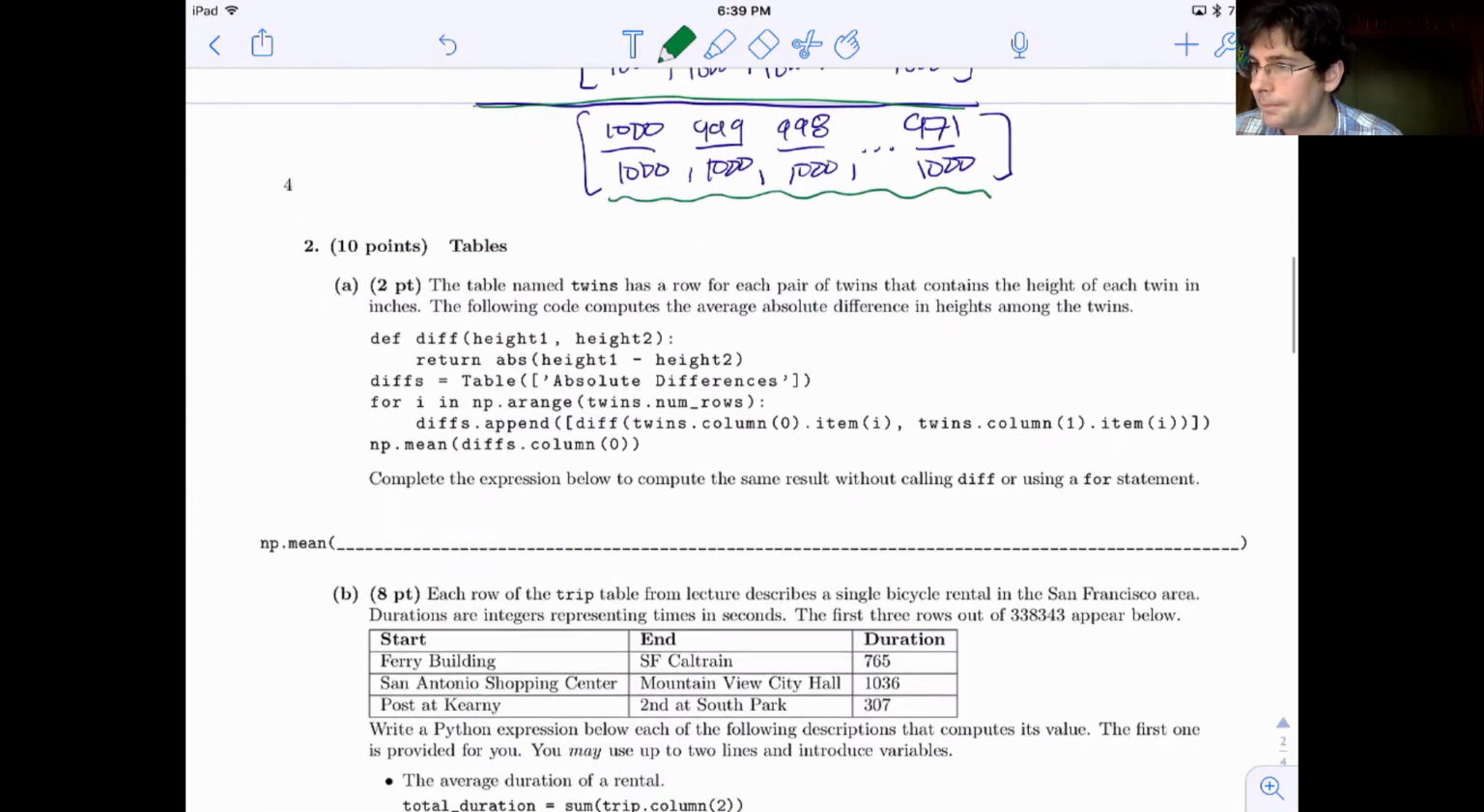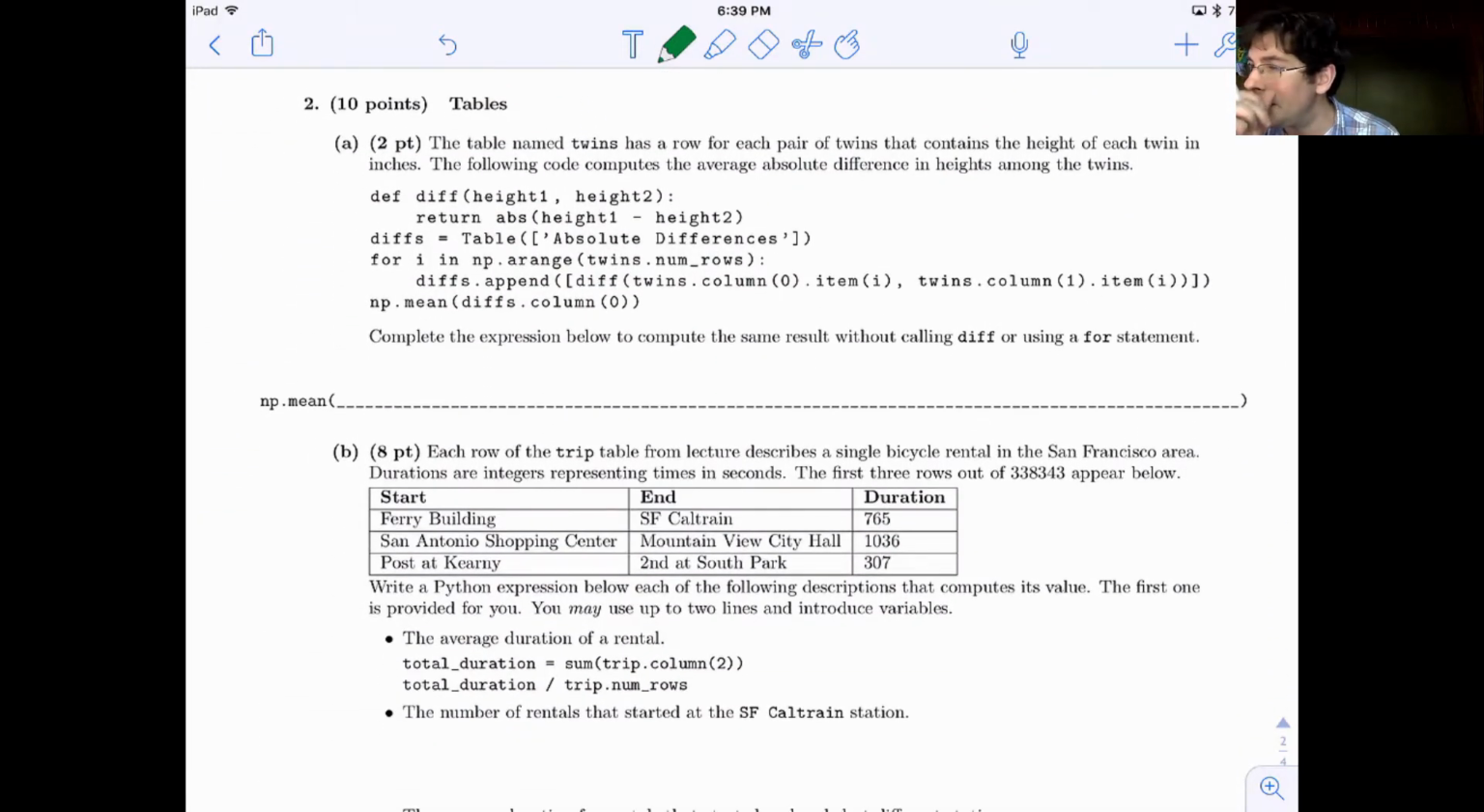Okay, next problem. The table named twins has a row for each pair of twins that contains the height of each twin in inches. Okay, so this is a description of a table, and we're going to have to do some computation based on that table. And the following code computes the average absolute difference in heights among the twins. Let's see how it works. Well, we have a function that takes in 2 different heights, those are numbers, subtracts one from the other, and then takes the absolute value. It doesn't matter what order these come in because we're taking the absolute value anyway.